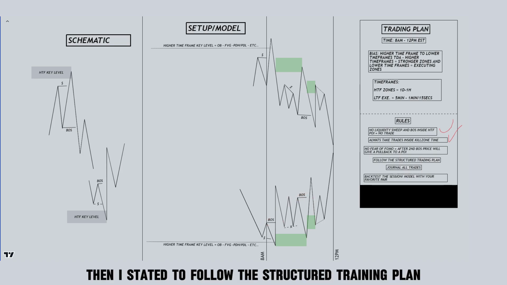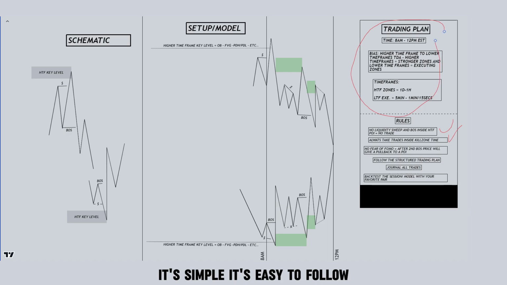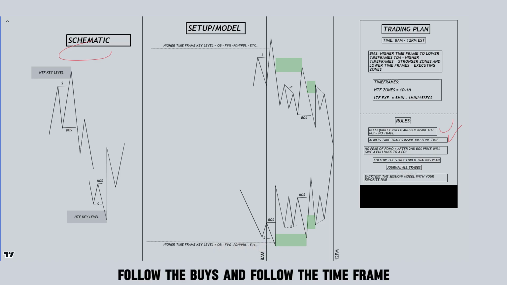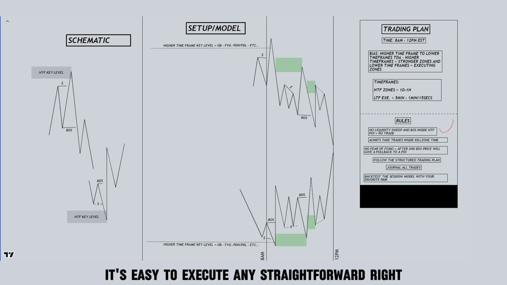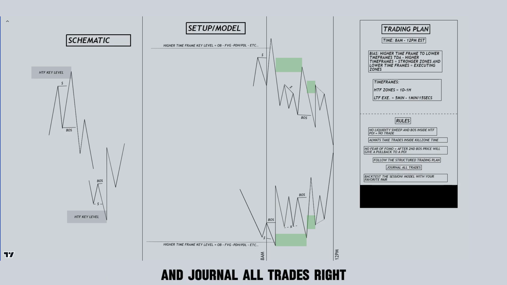And then I stated to follow the structured trading plan. Just follow this structured trading plan right here. It's simple. It's easy to follow. Just follow the schematic, follow the setup and model, follow the trading time, follow the bias, and follow the time frame. It's easy to execute and it's straightforward. Just follow the structured trading plan and journal all trades.